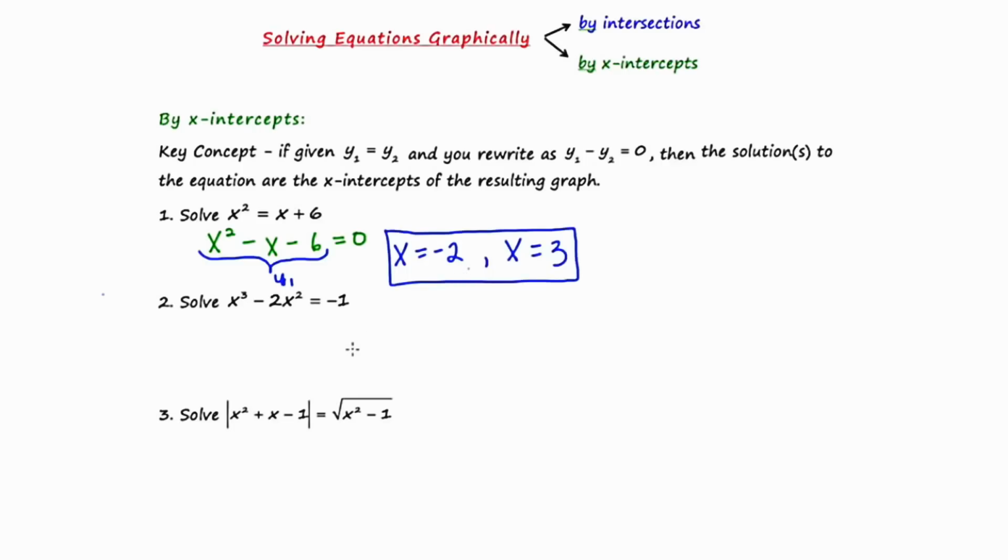So looking at example 2, it says solve x cubed minus 2x squared equals negative 1. Now this is a cubic equation. It's a little bit more complicated, but with the tools that I've just given you, you'll be able to do it. So let's take the negative 1 from the right side and move it to the left side, making it x cubed minus 2x squared plus 1 equals 0. And we're going to call all the elements on the left-hand side y sub 1. And now I'll queue up the calculator.